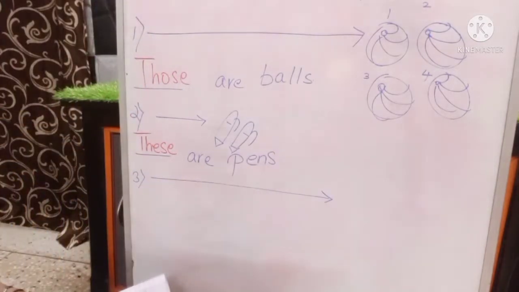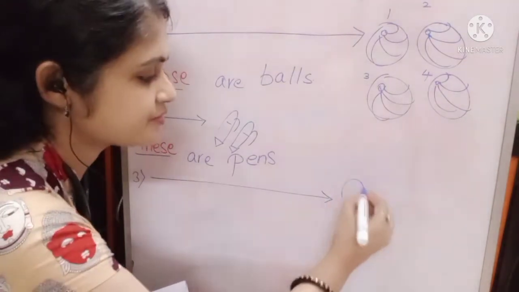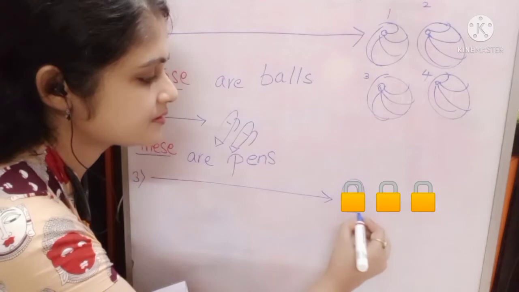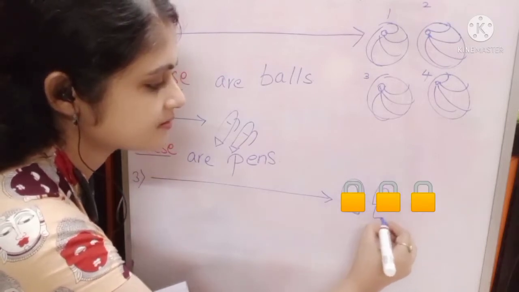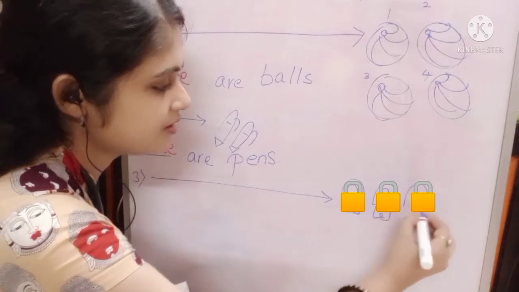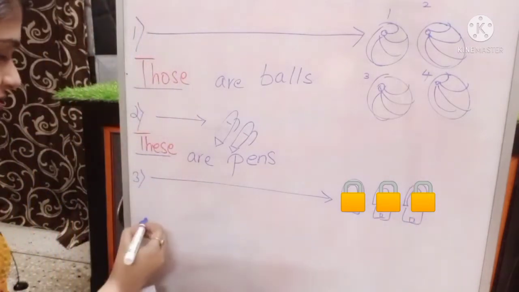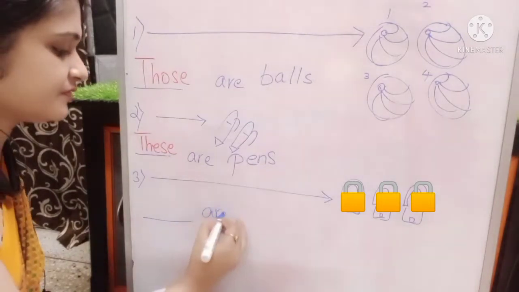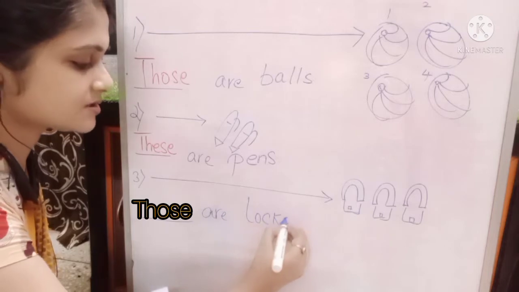Again, the distance is what? Far, right? Now I am drawing something over here. Just look. Lock, right? So how many locks I have drawn? 3. Okay, so it's far away. So you will write those are locks.